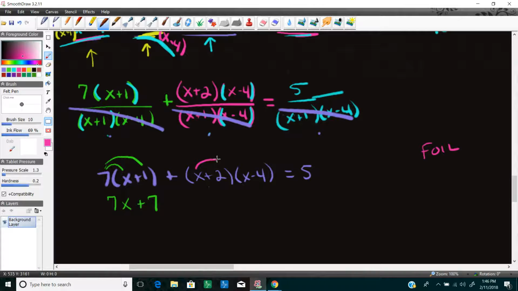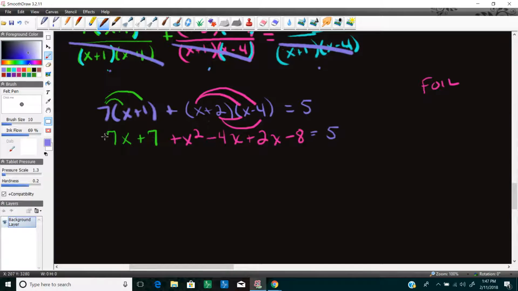So we do x times x is x squared. x times negative 4, because there's a minus there, is minus 4x. And then we do everything times the second number. So 2 times x is plus 2x, and then 2 times negative 4 is minus 8. And that takes care of the second piece right there. And again, this is all equal to 5.